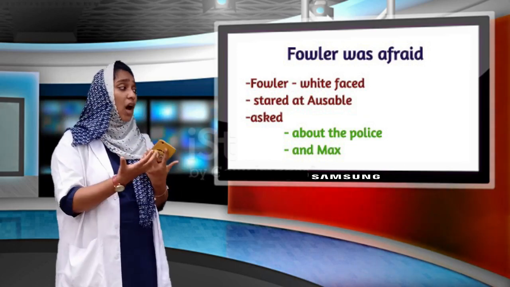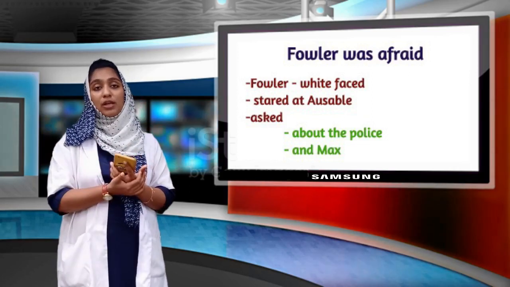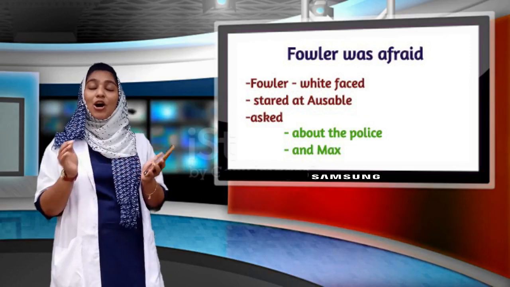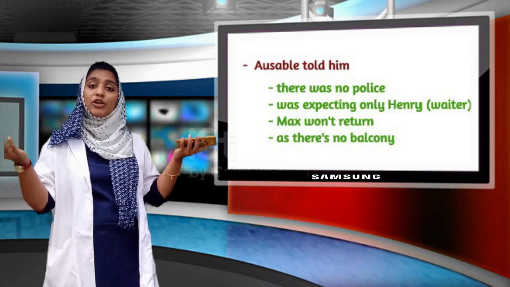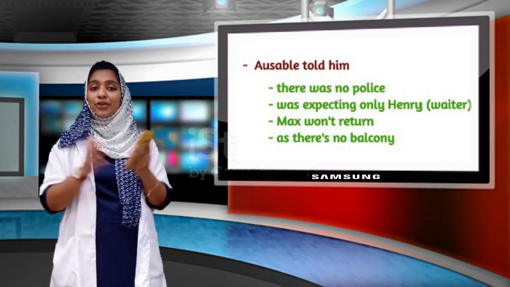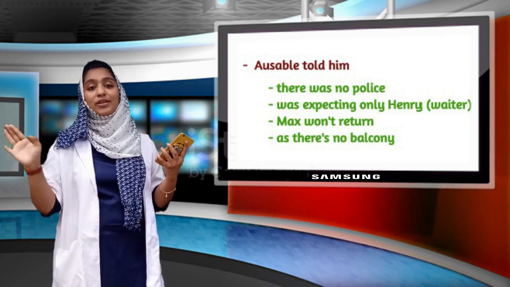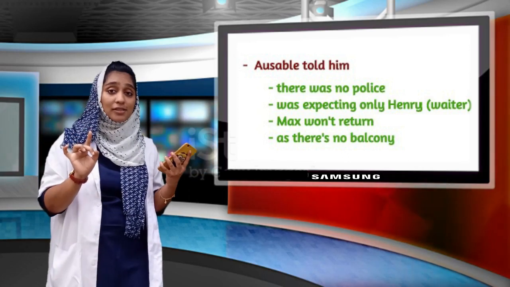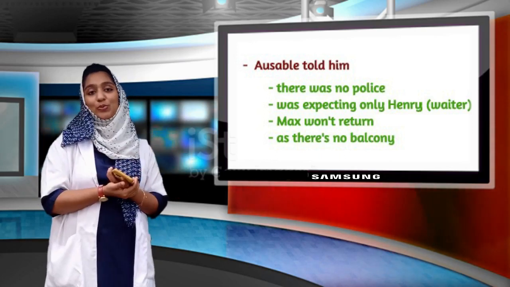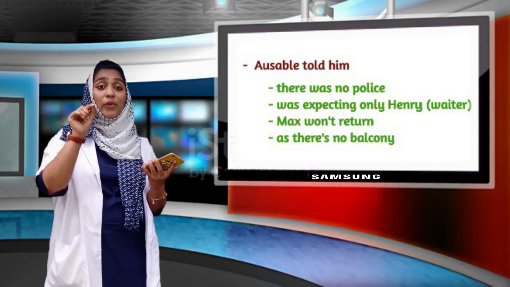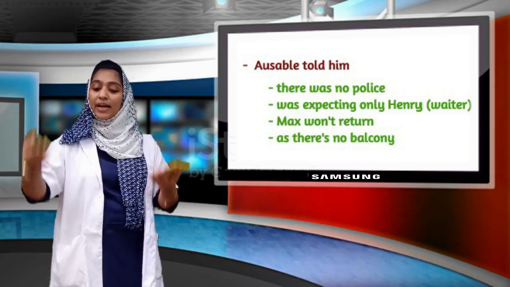He stared at Ausable and asked him, "What is happening? You told me it was the police. Where is the police? And what about Max?" Ausable very calmly said there was no police. "I knew it was the waiter because I had ordered the drink and I was expecting him. And about Max, he won't return. Because there is no balcony under that window." So you might understand where Max has reached. Somebody jumping from the 6th floor will reach directly down.